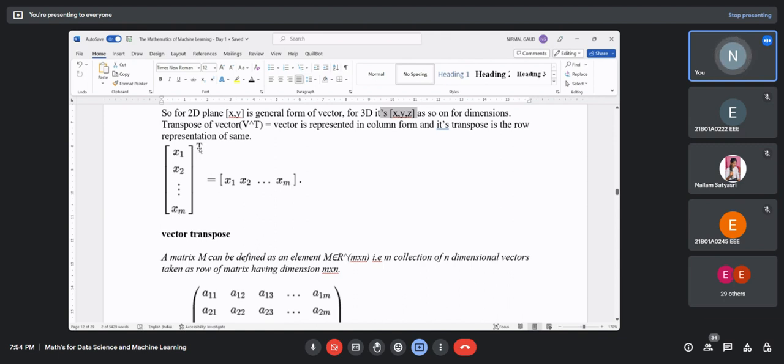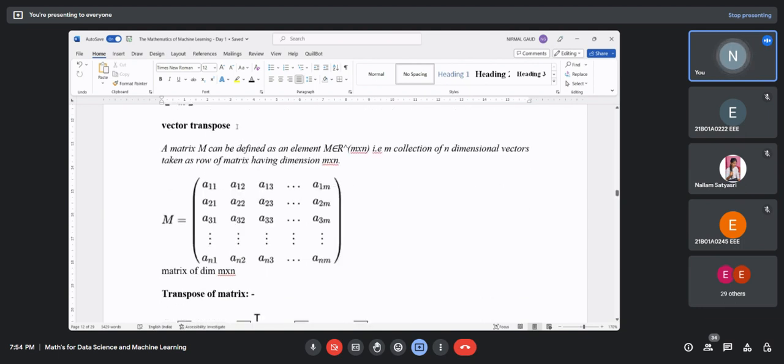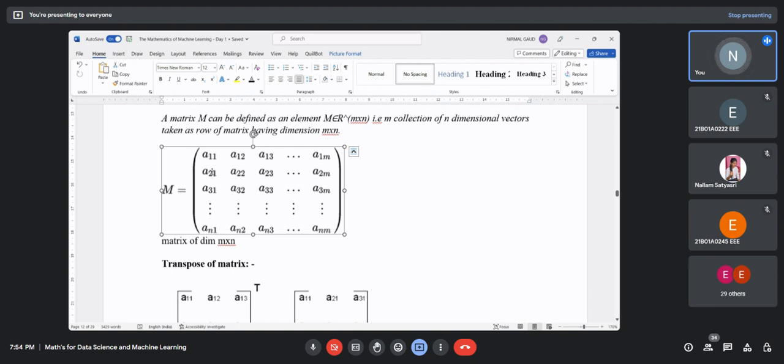For example, x1, x2, x3, up to xn, this is a vector. And if I take a T, that will be the transpose of the vector. You very well know about that. This is the result I get, converting columns to rows. So this is a vector transpose. And here is your matrix of m cross n, that means m rows and n columns.